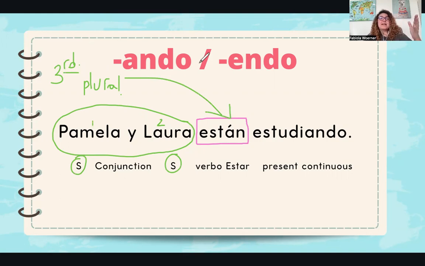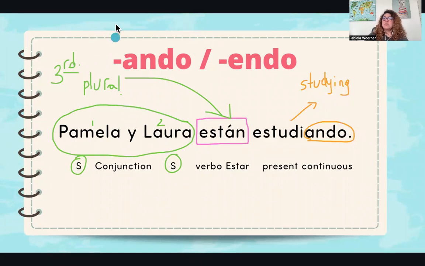Pamela y Laura están. ¿Están qué? What are they doing? And this is where we're going to answer using our present continuous, and we're going to mark ando right here. Pamela y Laura están estudiando. That means studying. Very good. Good job.